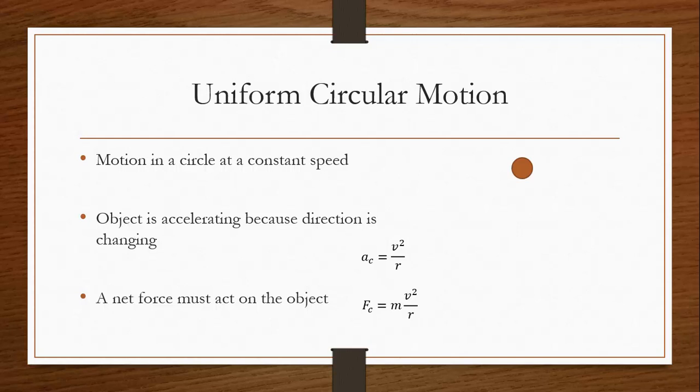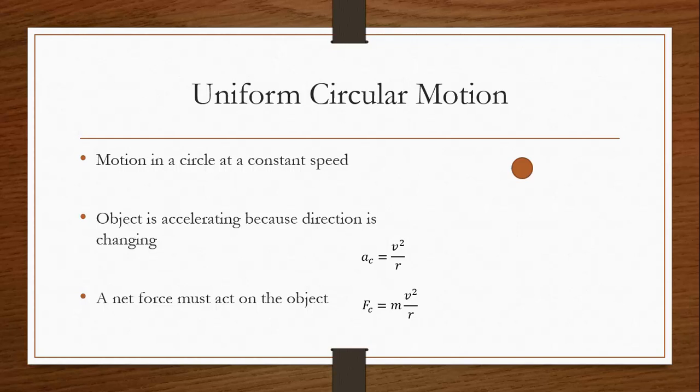So, this is the case where speed is constant, but remember that velocity is changing. Speed and velocity do not have the same definition. And so this object is accelerating because of its change in direction. And we can actually define that acceleration as v squared over r. Now you might ask yourself, and I hope that you're asking yourself, why v squared over r? Where does that come from?